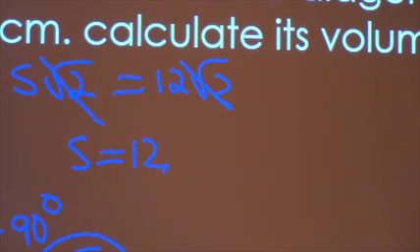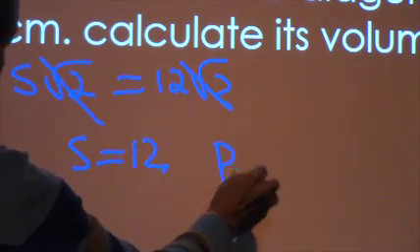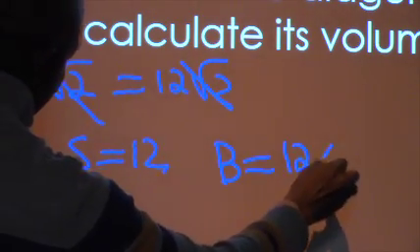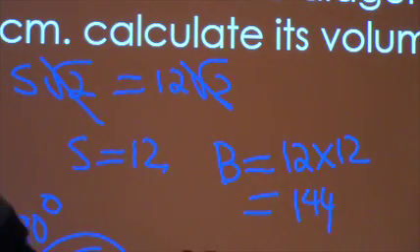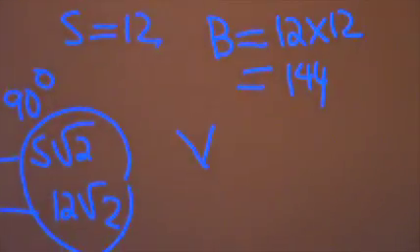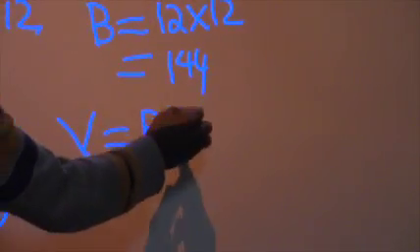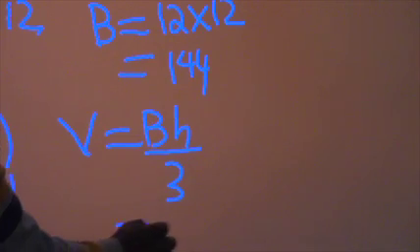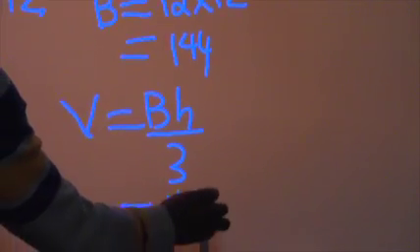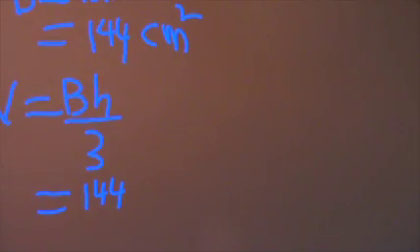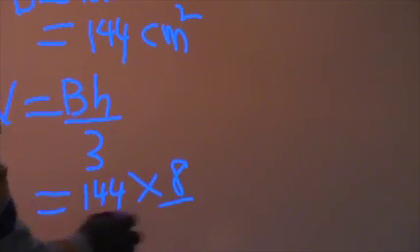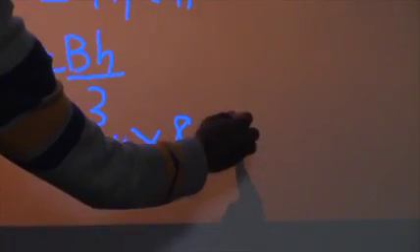Alright, so now S is 12. So I can find B, the area of the square base, which is 12 times 12. And that will give me 144. The volume of our pyramid will be given by B times the height over 3. And now we found B to be 144 square centimeters, because I want to distinguish this from B as a base length, times the height, which in this problem happens to be 8 centimeters, divided by 3, and our answer will be in cubic centimeters.